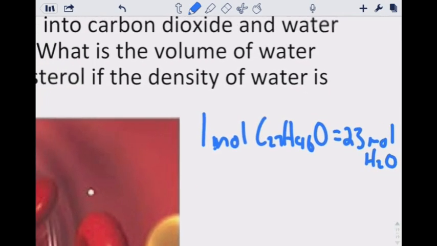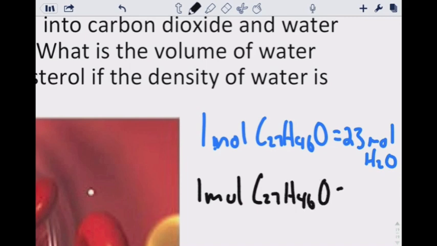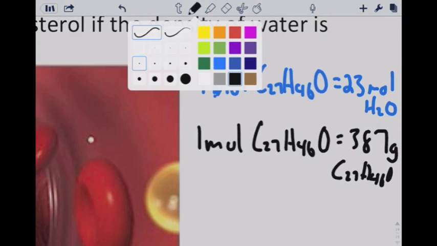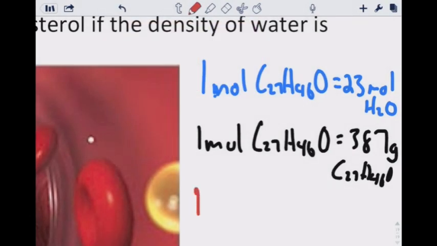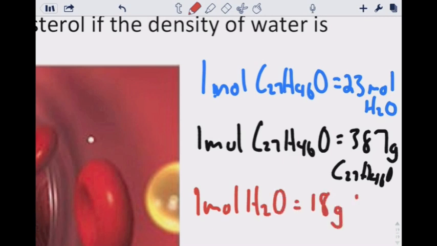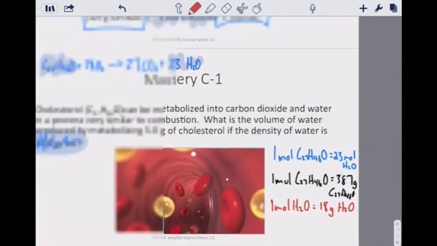And I want to go grams to grams. So what's the other thing I need? I need molar mass. So I find the molar mass of my cholesterol. 1 mole of C27H46O equals right around 387 grams of C27H46O. Now I also want to find grams of my water. So guess what I need? Molar mass of water. So 1 mole of H2O equals 18 grams of H2O. Now, this will take me from grams to grams.